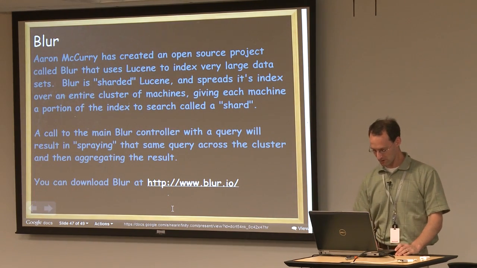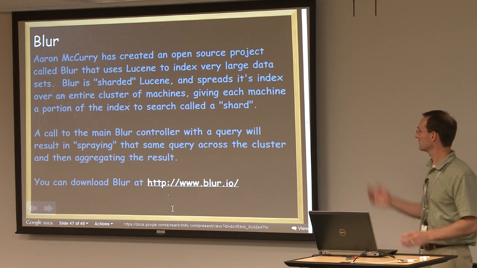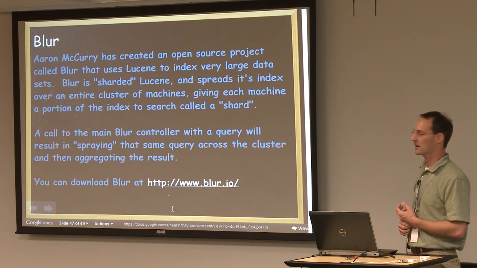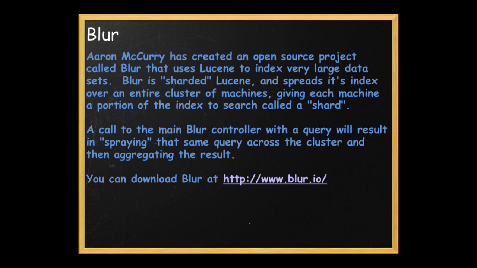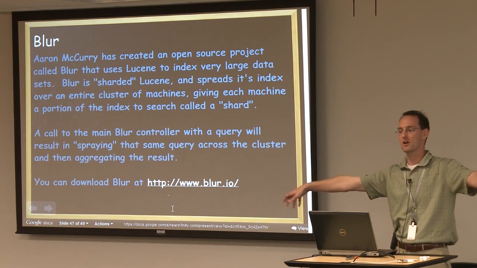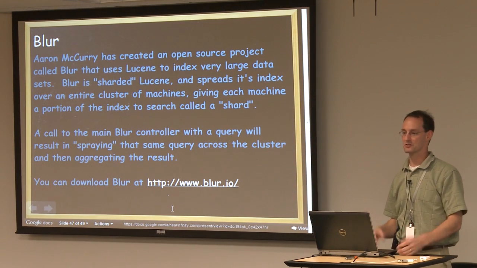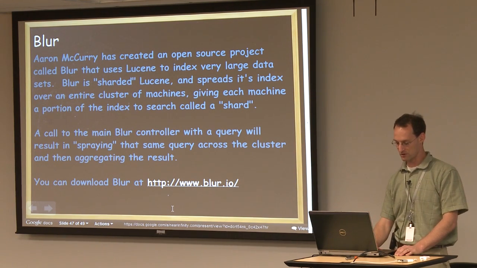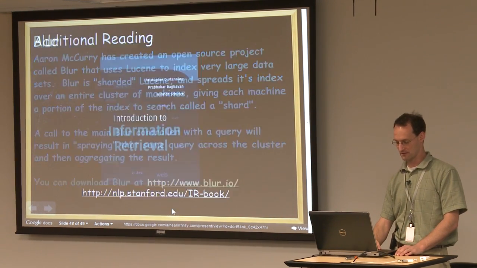All right, I think we're close to the last slide here. As most of you know, we have a poster about it over there. Aaron McCurry has created an open source project called Blur that uses Lucene. I think folks who have seen this have been really amazed by what was done here. Blur is basically sharded Lucene, and it spreads its index over an entire cluster, so each machine gets a portion of it. You call the Blur main controller with a query, and that same query gets sprayed to the entire cluster. All the results get gathered up, and the search is faster because you've spread it over a larger number of machines. You can actually download Blur. I think we've done it at some of the coding nights.